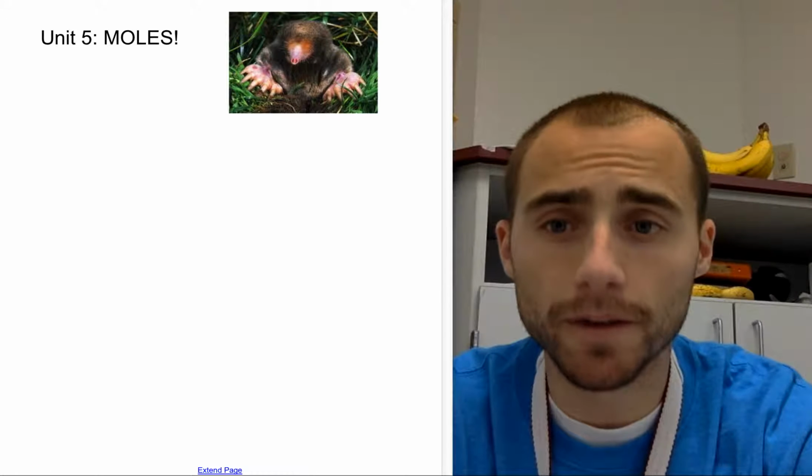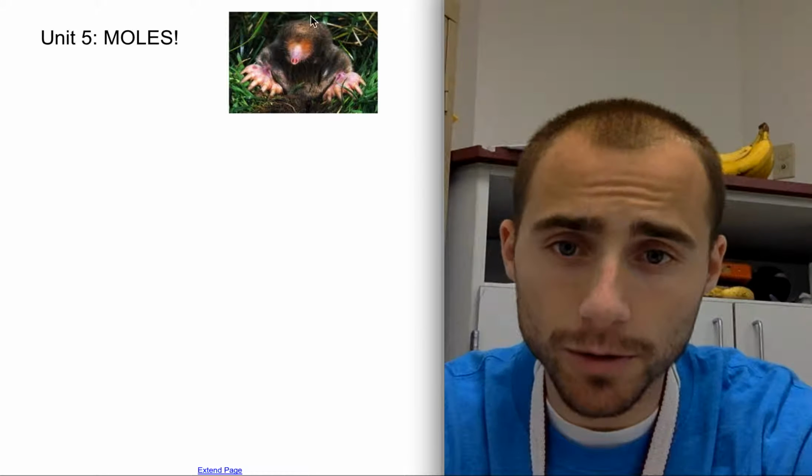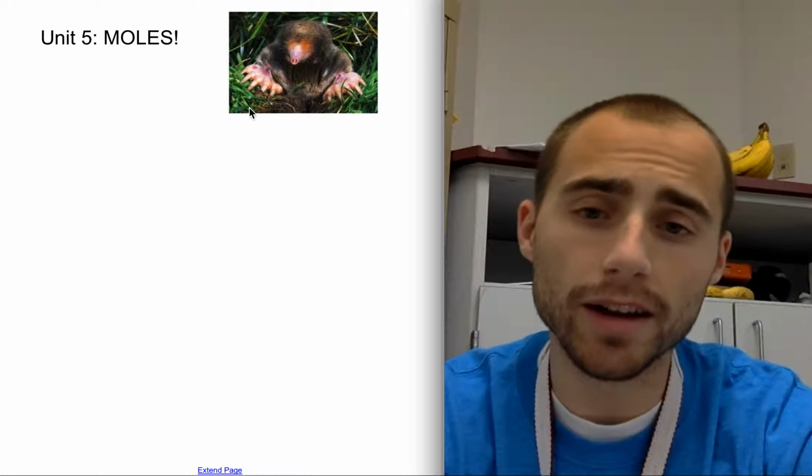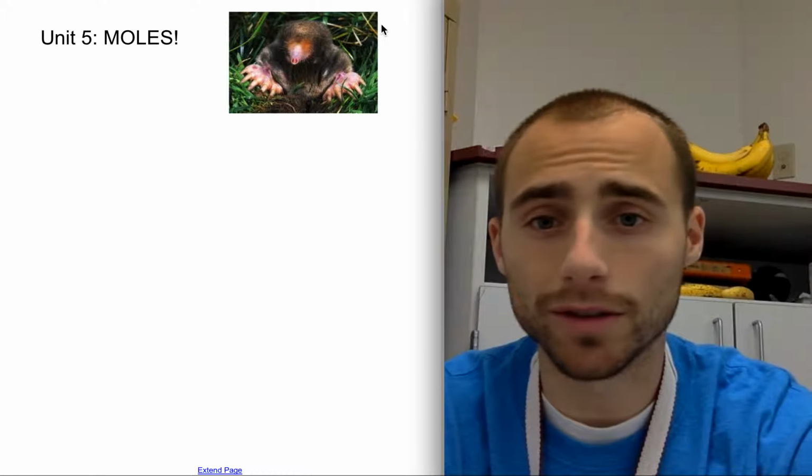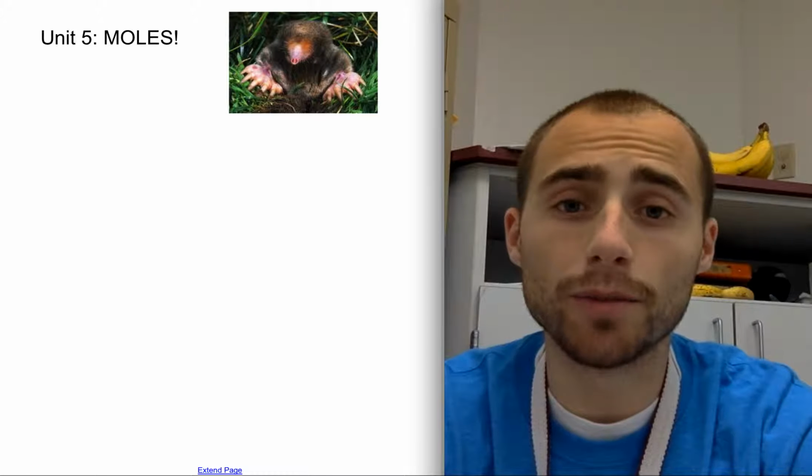Moles. This is going to be our 5th unit. And we're not talking about these cute, cuddly moles like this little guy right here, who I'm sure we would all love to have as a pet. He just looks so pleasant. We are talking about the unit of measurement with moles.